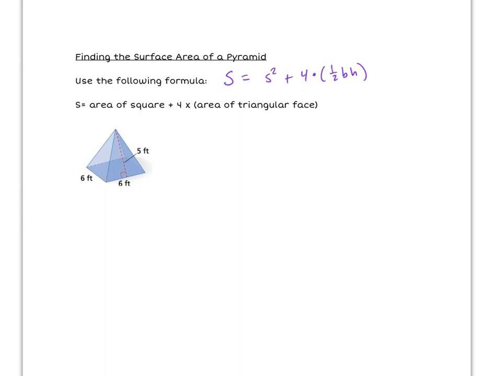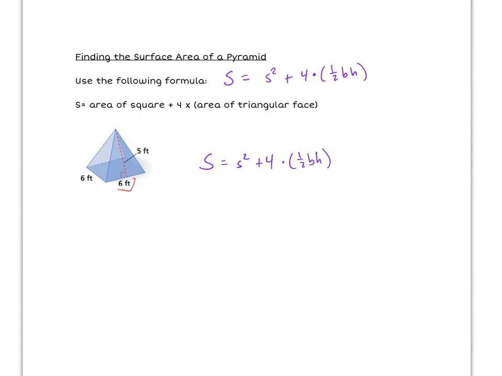6 times 6 in this one. And then 4 times the area of a triangular face, because in a pyramid there's 4 triangles around there. So we're going to have 4 of them, and one triangle would be the formula of 1/2 base times height. So that's our surface area of a pyramid formula. So using it, S for a big S equals a little s squared plus 4 times 1/2 base times height. So we'll fill in what we know.